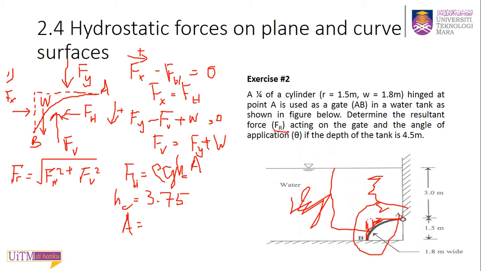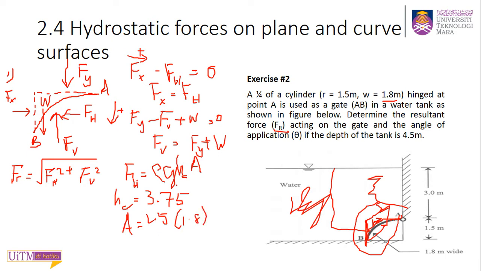How to find the area? 1.8 times 1.5. Good. So this is your rectangular plane, right? This one, and that one, right? So 1.5 times 1.8, because given here 1.8. So 1.5 times 1.8.